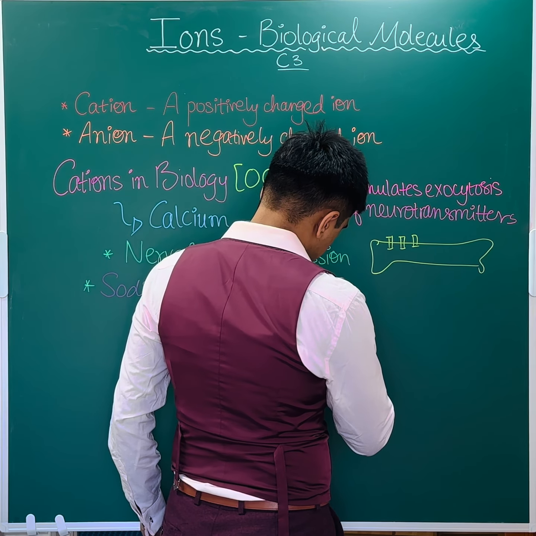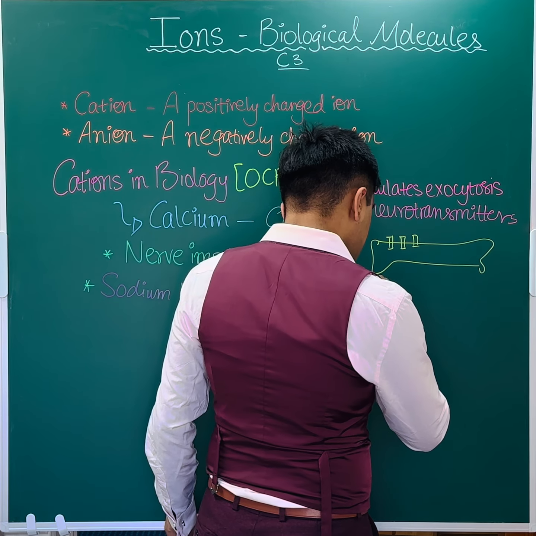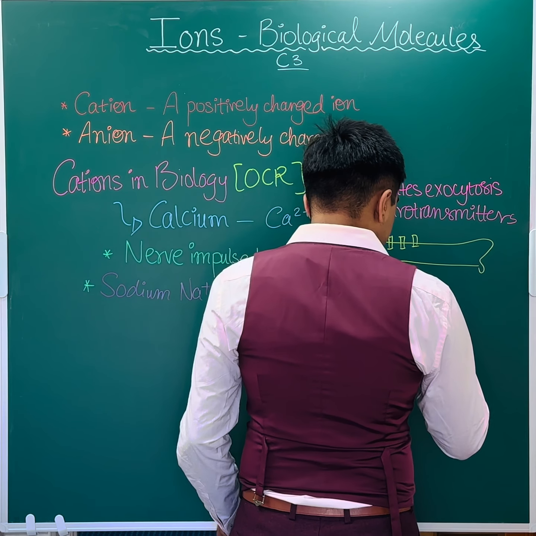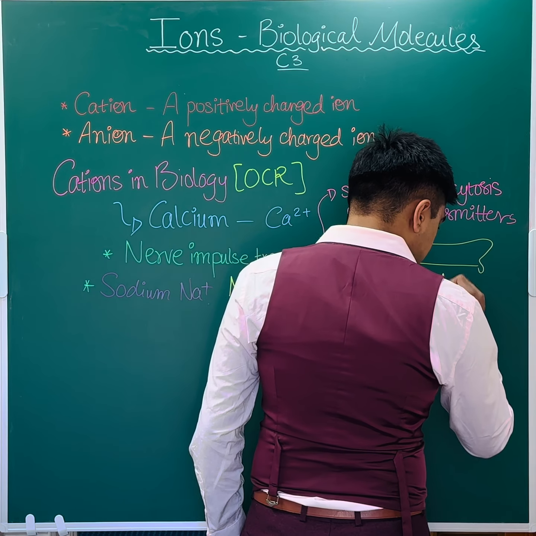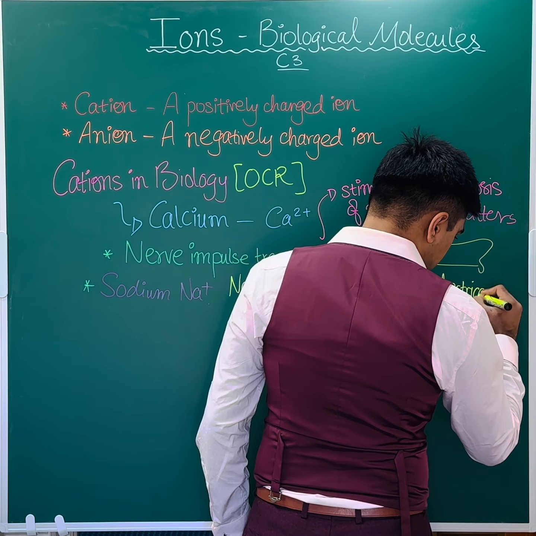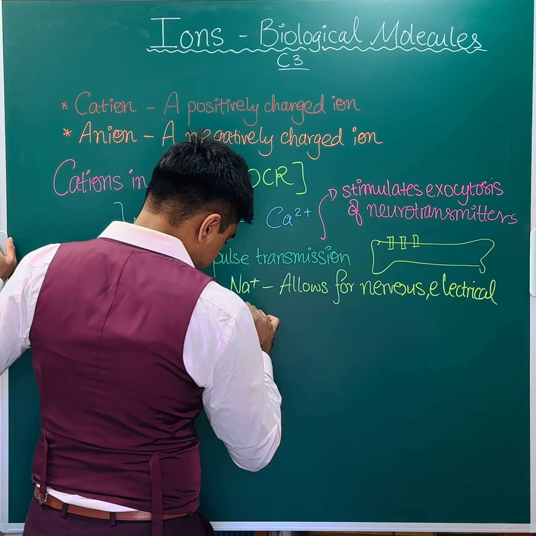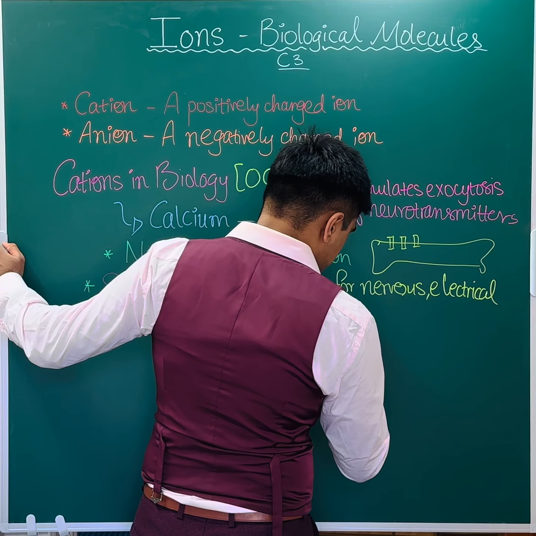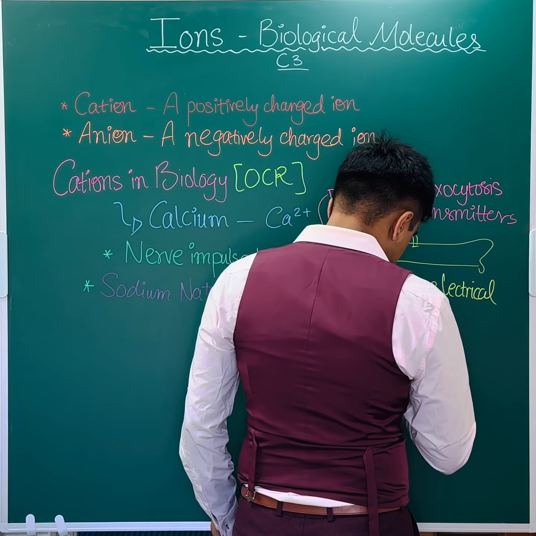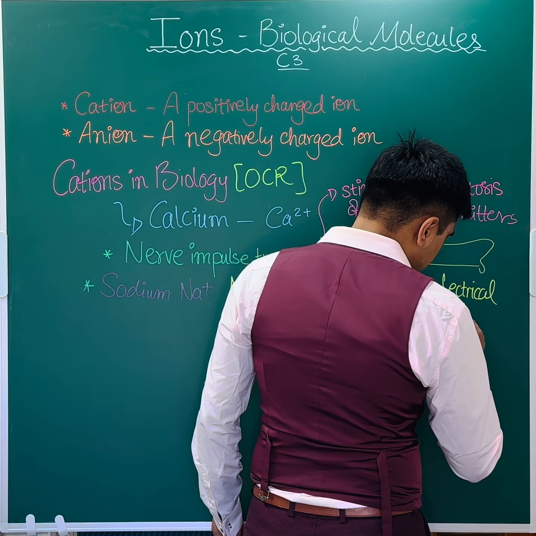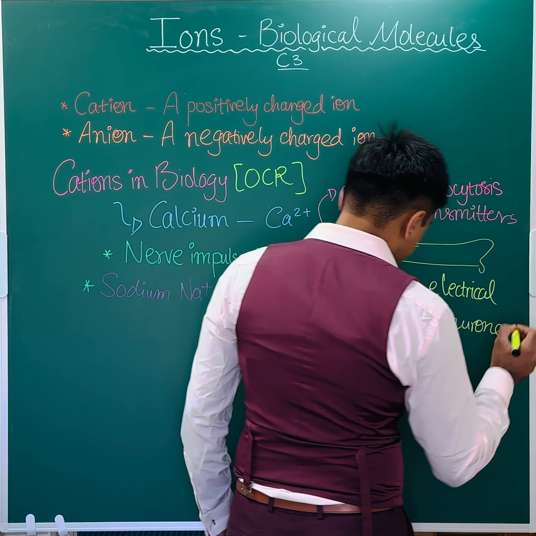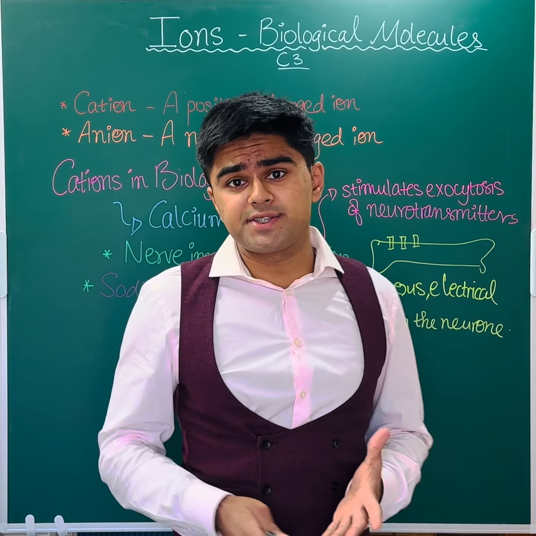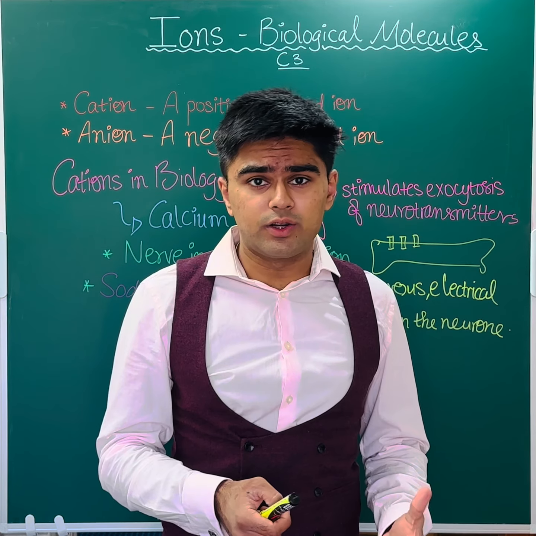Allows for nervous electrical impulse to travel down the neuron. So your Na+ allows for the electrical charge to pass down your neuron. And that's one of the functions of Na+.